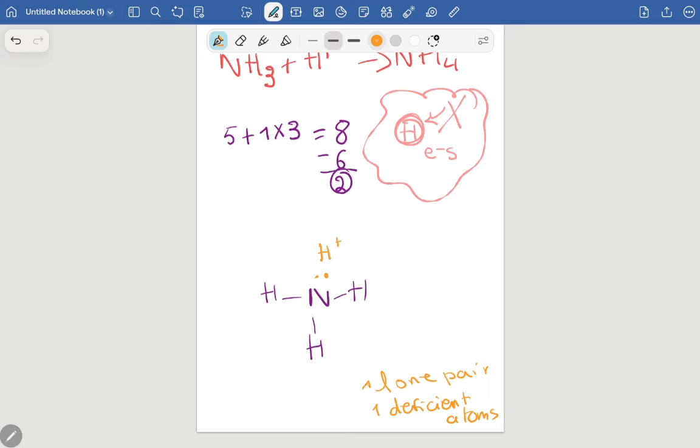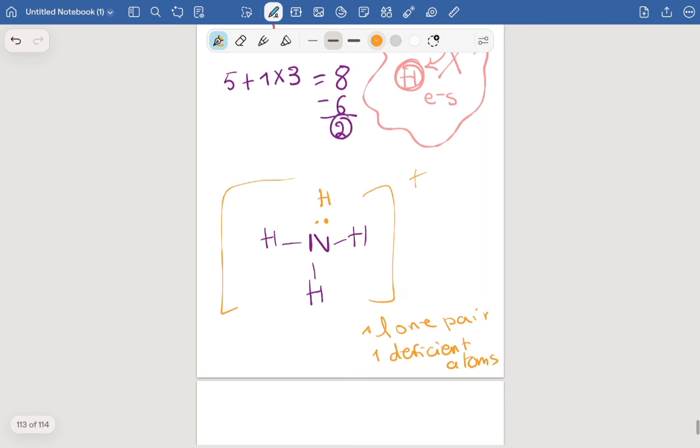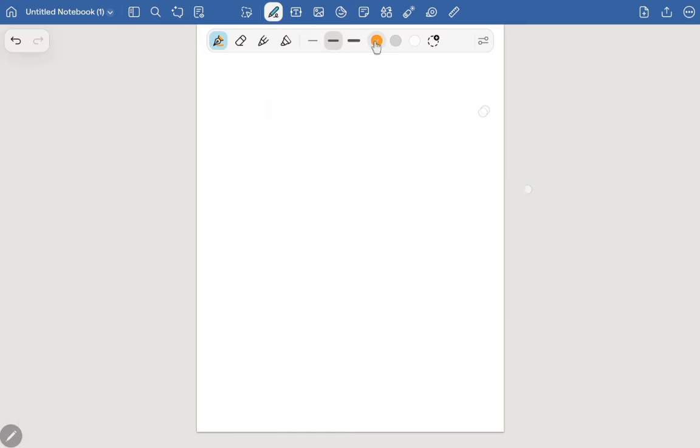So it will look like this. If you want to represent it better, because it's plus, you put the brackets, right? And we will put plus on top. Now this is a perfect example of a coordinate bond, and now we will represent Al2Cl6.